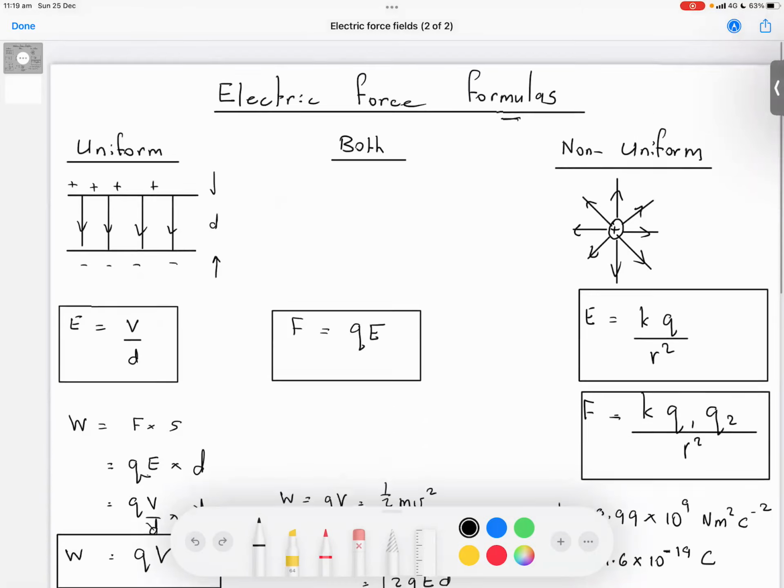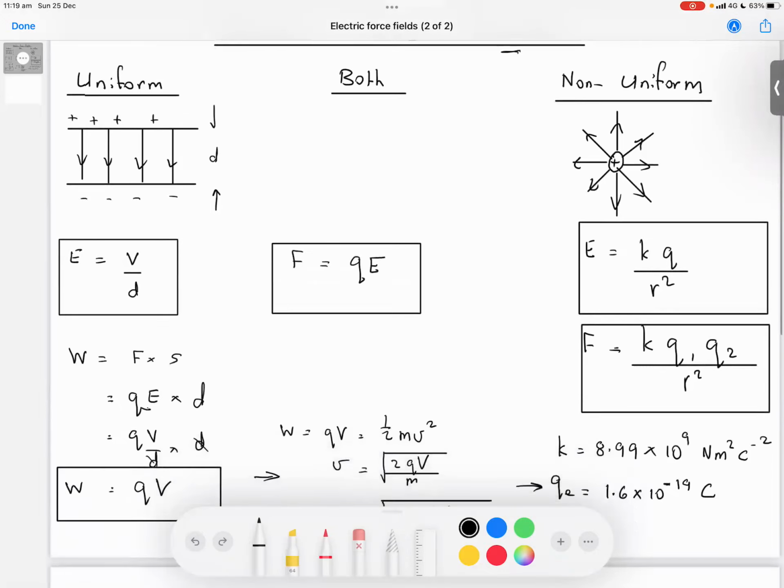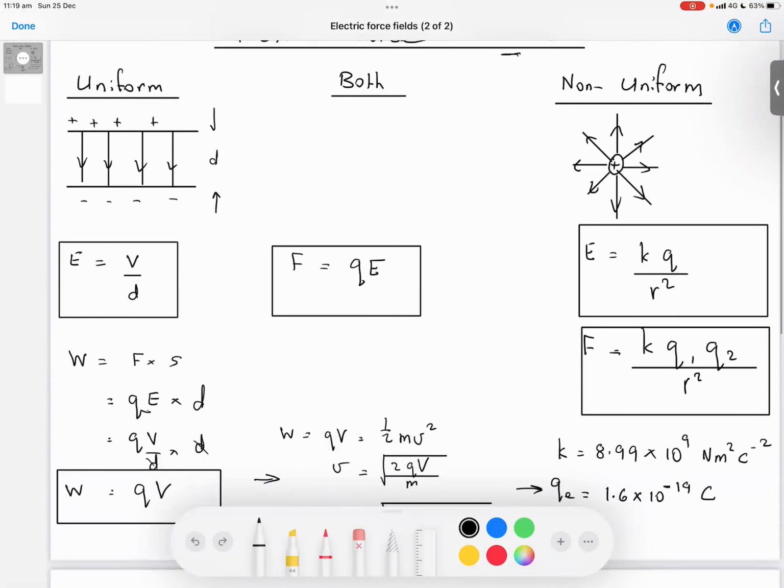Okay, so a formula for the electric field strength of a uniform field, that's usually the field between 2 parallel plates. So it might be charged on the top, for example, with a positive charge, and on the bottom with a negative charge. The strength is the voltage divided by the separation. And we might do a quick example of that.